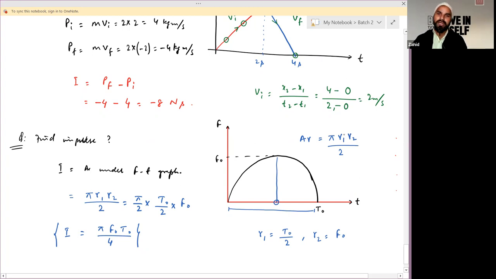That's why I've taken r1 as the radius along the x-axis. Since this t naught is behaving as the diameter of this particular curve, r1 will be half of the diameter, so it will be t naught over 2, and f naught is behaving as the radius along the y-axis.